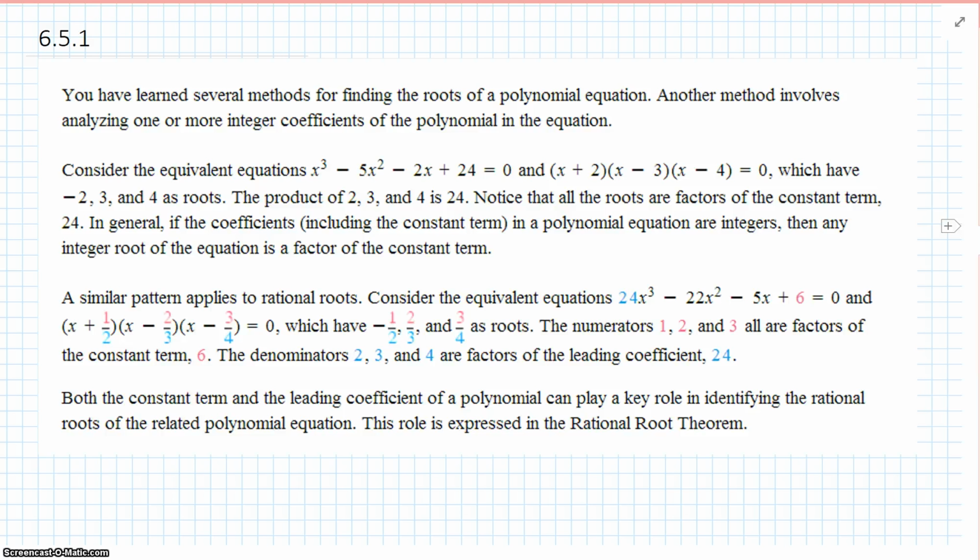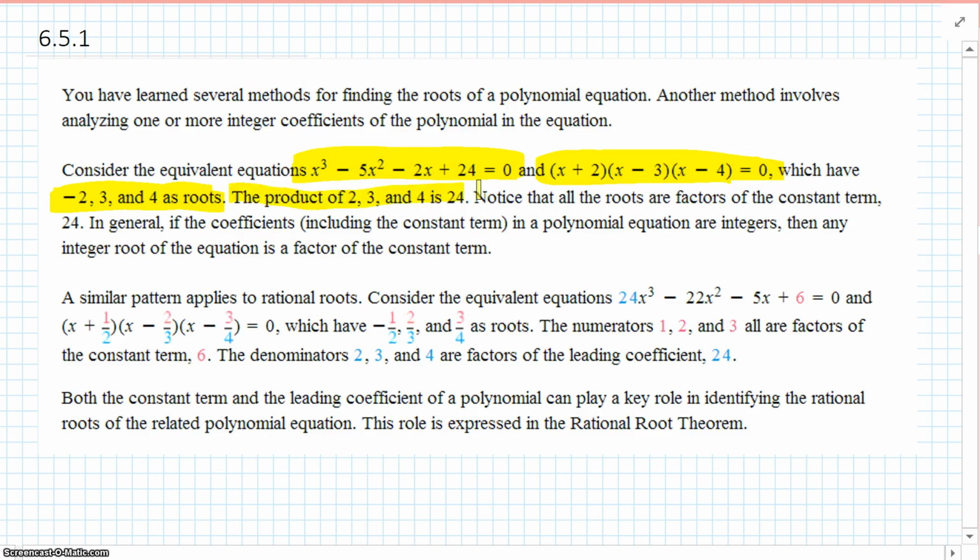Basically, here's what you need to know. For any polynomial you're given, if a rational root exists, in this example, here are the roots: -2, -3, and 4 are the roots. What do we notice? The product of those three numbers is 24. Notice all the roots are factors of the constant.